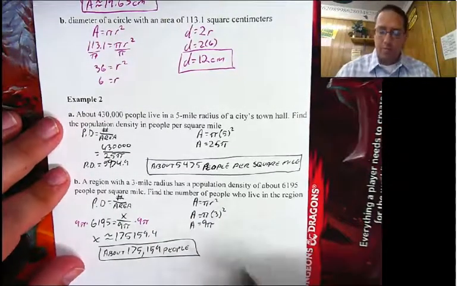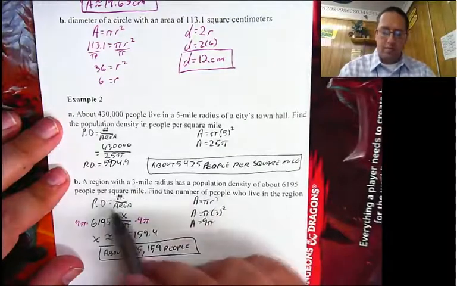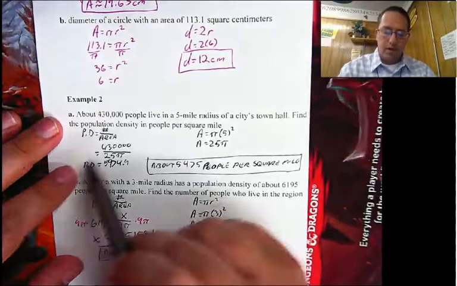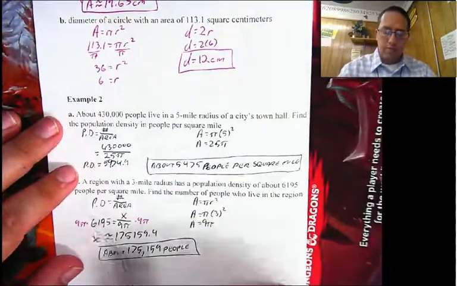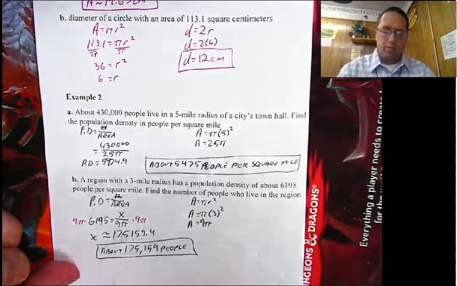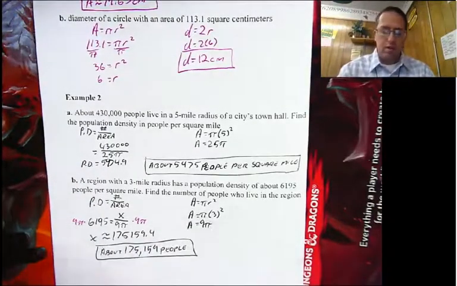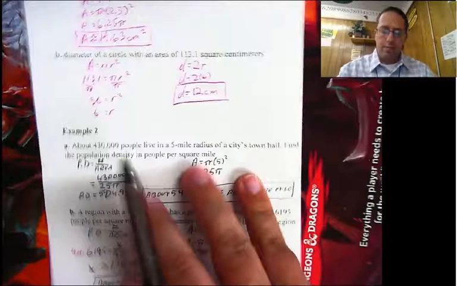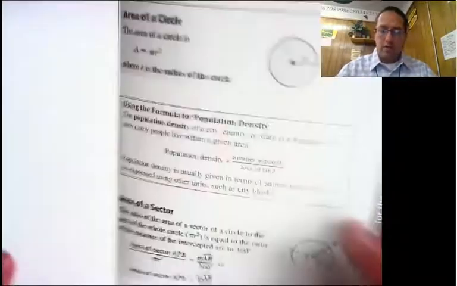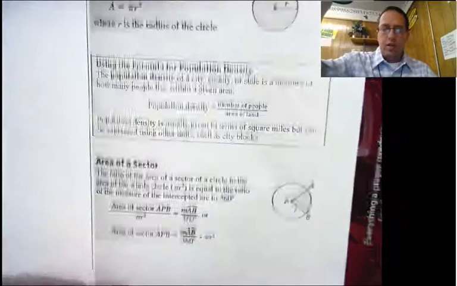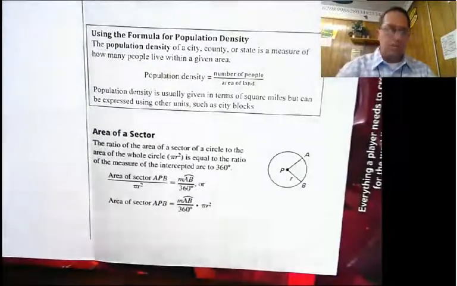Population density. Find the area, find the number of people, divide, gets you population density, or take the population density times the area, gives you the number of people. Not too bad. All right, last thing we are going to look at is the area of a sector.